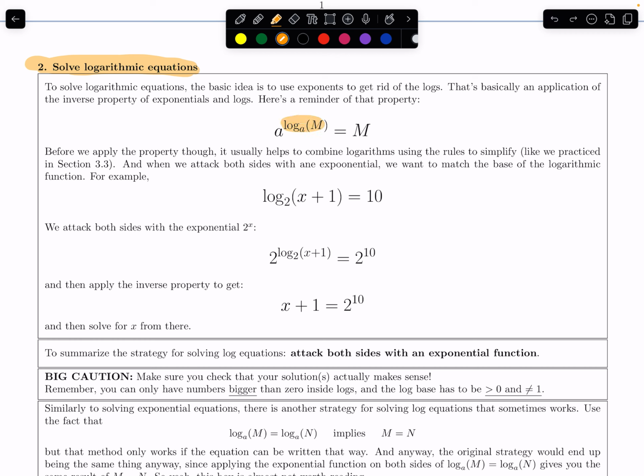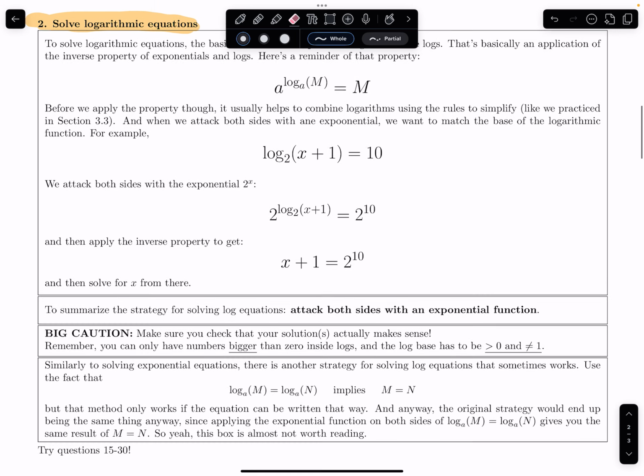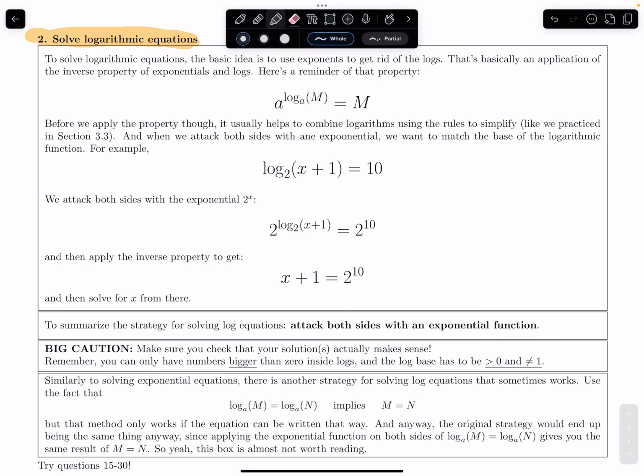If you have a log base a, and you take a to that, notice that the bases match here. If I take a to the log base a of whatever I have on the inside, then it spits out whatever the inside was. And this m could be a number, but it could also be an expression involving x's or whatever other variables. Now, using that inverse property, let's do a quick example.